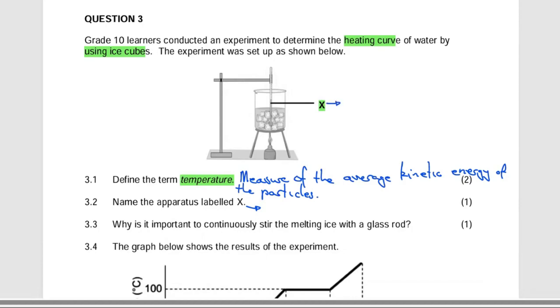Then after that, you are asked to name the apparatus X. So our X there is going to be our thermometer, which is an instrument that is used to measure temperature.